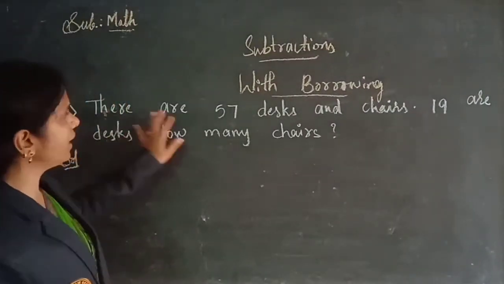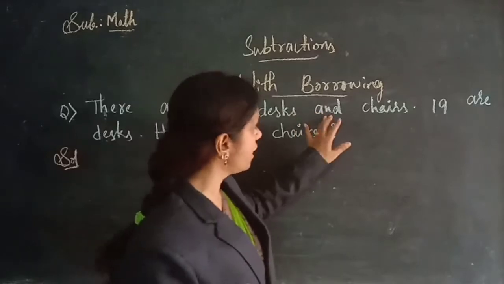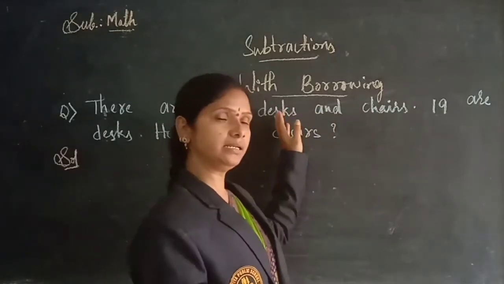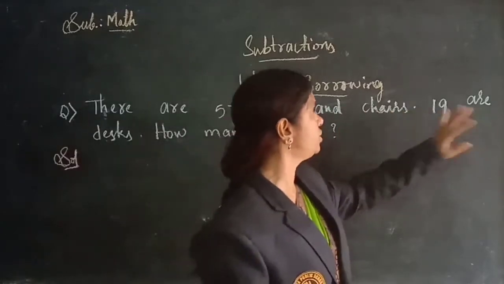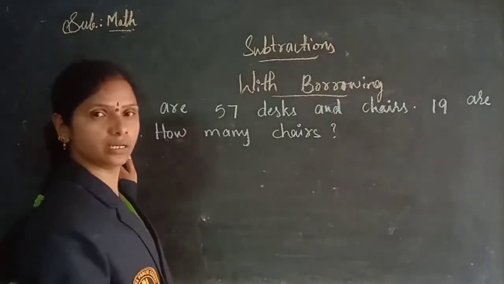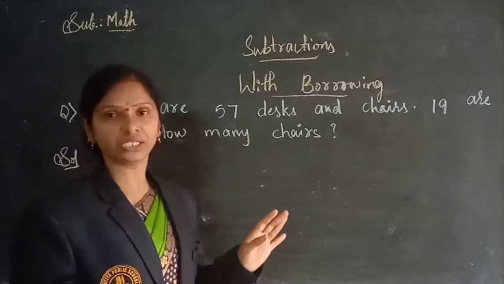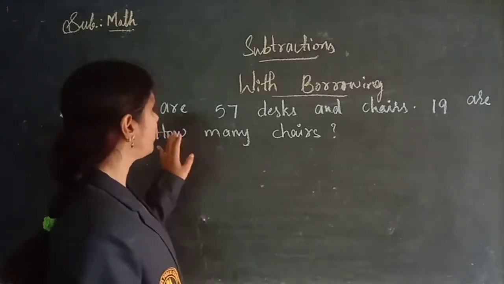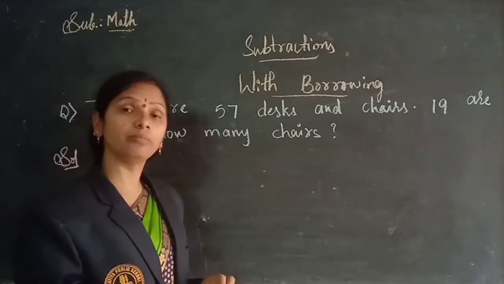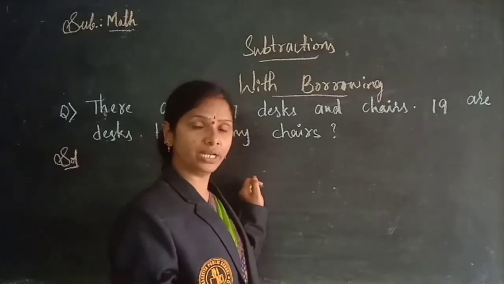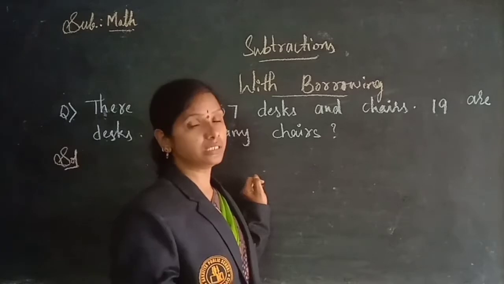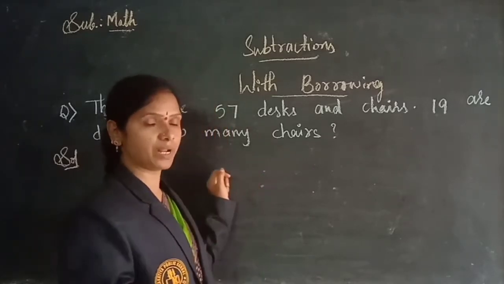See this problem. There are 57 desks and chairs. Desks and chairs together have 57. 19 are desks. So the remaining will be the chairs only, my children. So we need to find how many chairs. Nothing but the remaining number you need to find. When you are finding the remaining number, what do you need to do here? Subtraction. How to do subtraction here?